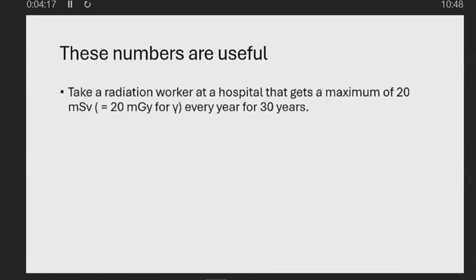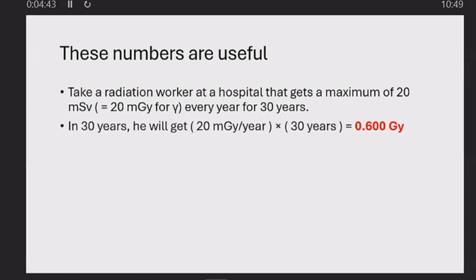Let's do a case study. It's a bit of an extreme case study, but still legally, it could possibly happen. Let's take a radiation worker at a hospital that gets a maximum of 20 millisieverts, which is basically 20 milligrays per gamma every year for 30 years. 20 millisieverts is the maximum by European and Turkish regulation, I believe. So if you do the math, in 30 years, he's going to get 0.6 grays, okay?